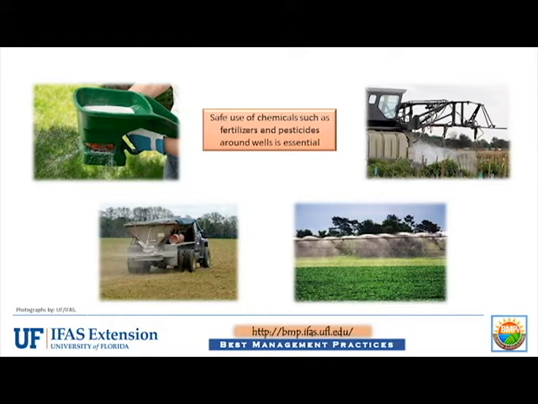Safe use of chemicals such as fertilizer and pesticides around wells is essential and can be divided into mechanical and chemical categories. Mechanical components include devices for preventing chemical backflow into the well and thus contaminating groundwater. Chemical safety includes measures such as following manufacturer's guidelines.